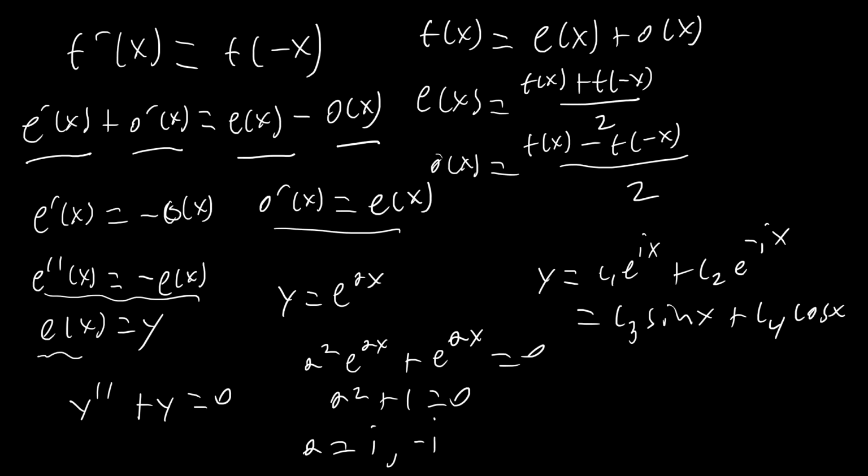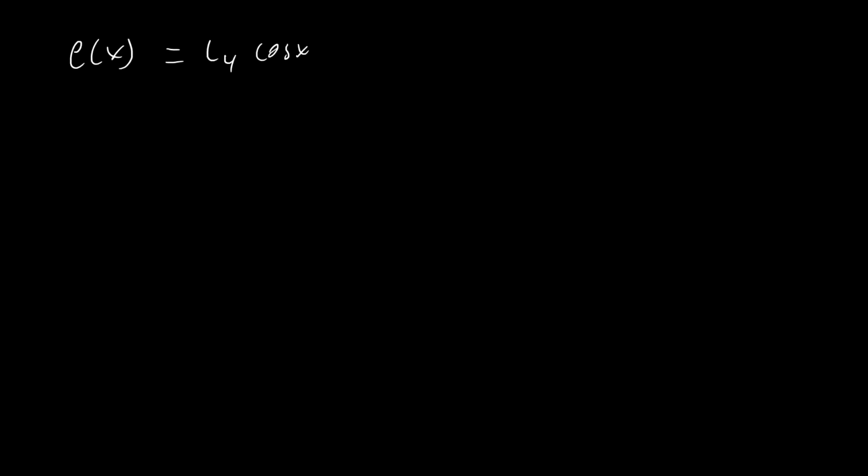However, we're looking at e of x here, and we know that e of x is just an even function, so it can't have this sine of x here. So that tells us c3 is 0, so it's just equal to c4 cos of x. So we know that e of x is c4 cos of x, and from the last slide we also have O prime of x equals e of x.